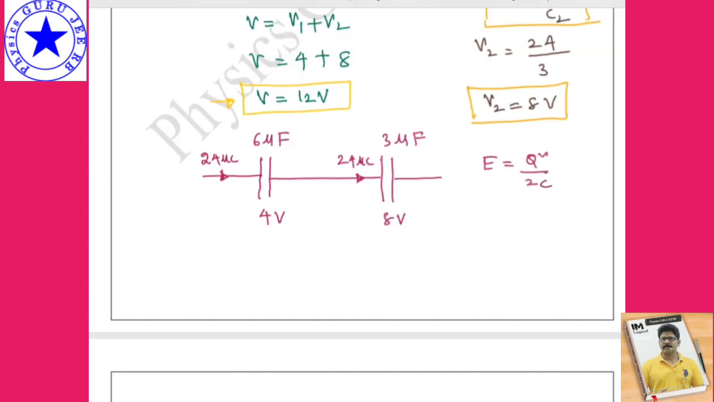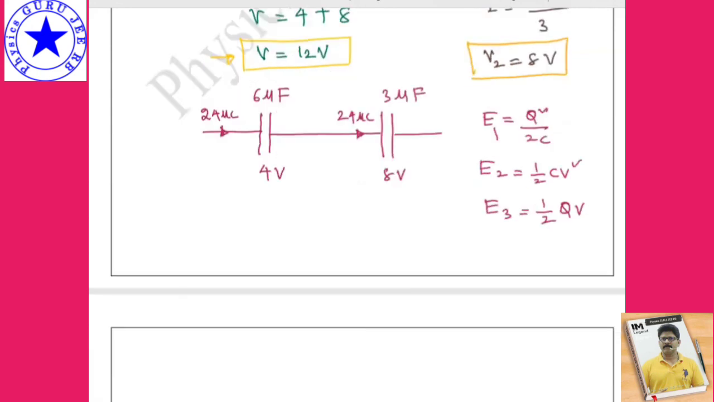See, there is one formula: E1, E2 equal to half CV squared, or E3 equal to half QV. Any formula we can use, nothing to worry about. So if I want the energy of the first one, let me take E equal to half CV squared. C is 6, into V squared, 16. So how much are we getting? The energy on the first capacitor is 3 into 48, 48 joules. Right. The first one is completed.